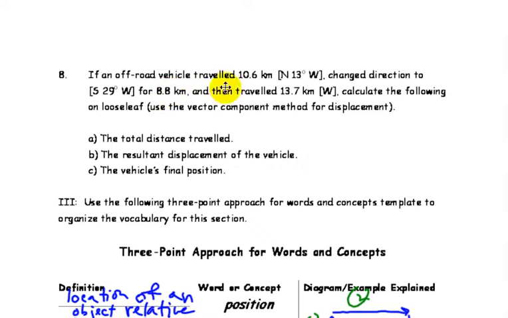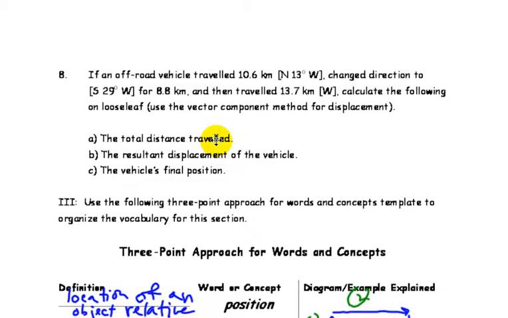If an off-road vehicle traveled 10.6 kilometers north 13 west, changed to south 29 degrees west for 8.8 kilometers, and then traveled 13.7 west, determine the following on loose leaf: the total distance, the resultant displacement, and the vehicle's final position. Okay, so we'll look at all three of those.